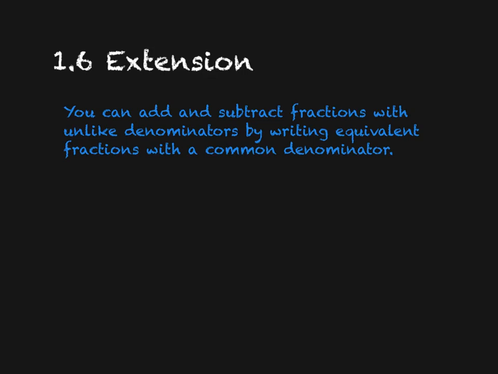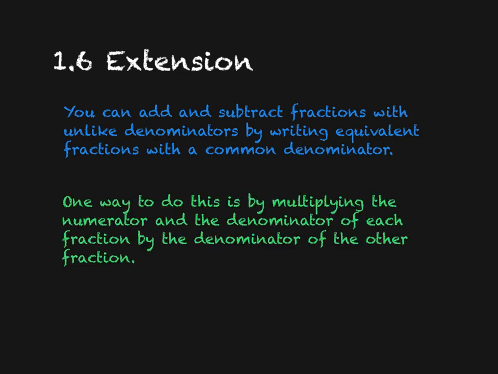So you have to remember that you can add and subtract fractions with unlike denominators by writing equivalent fractions with a common denominator. And one way to do this is by multiplying the numerator and the denominator of each fraction by the denominator of the other fraction.